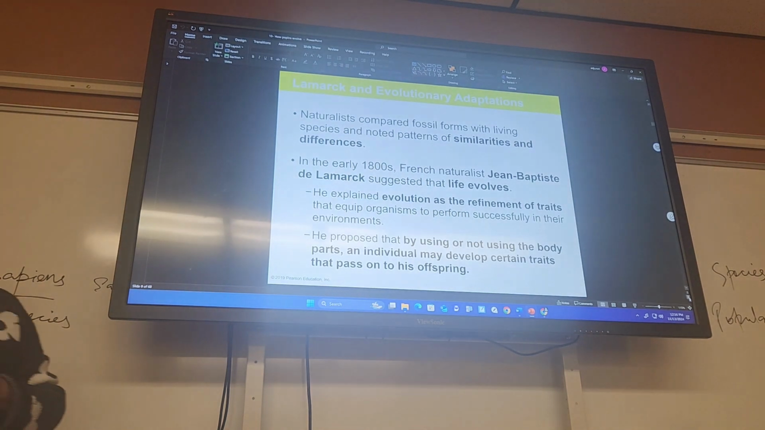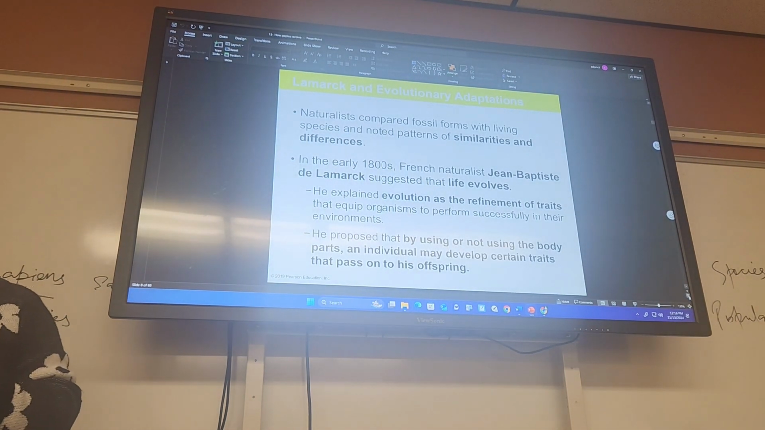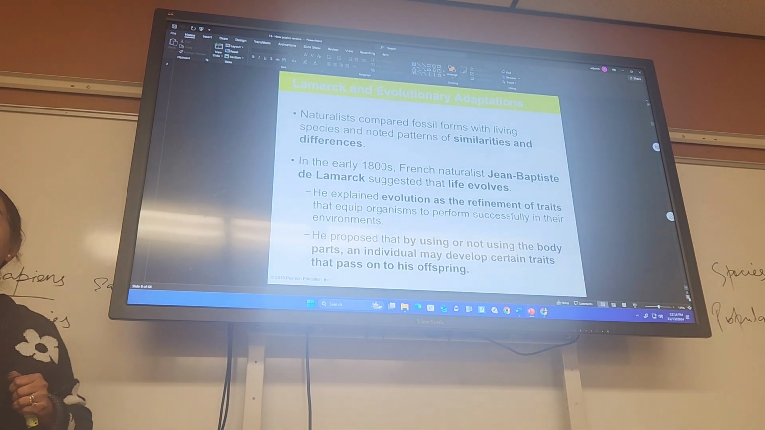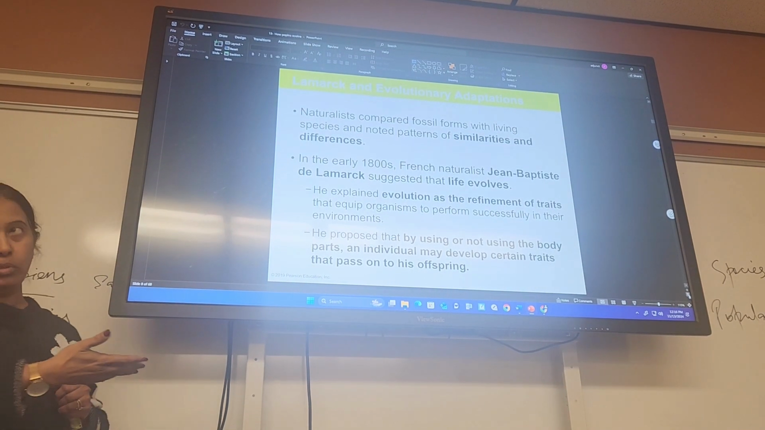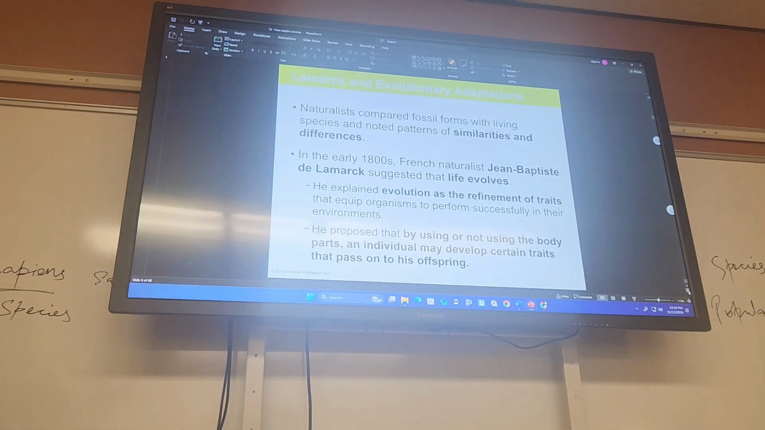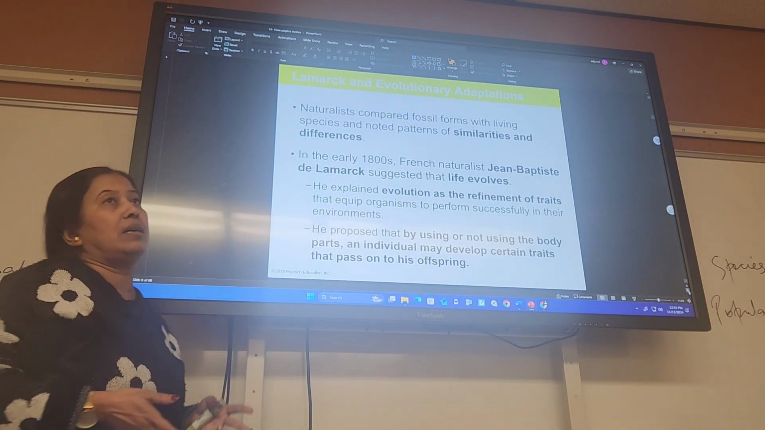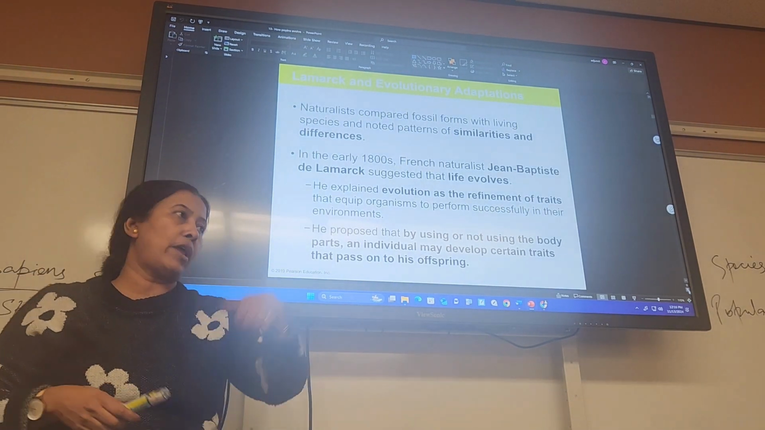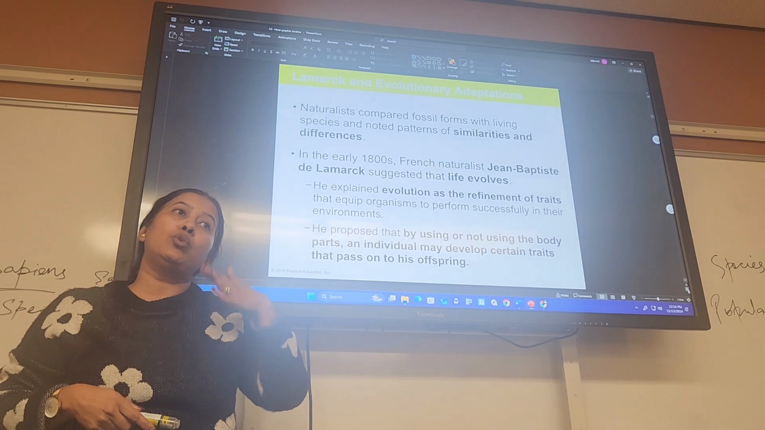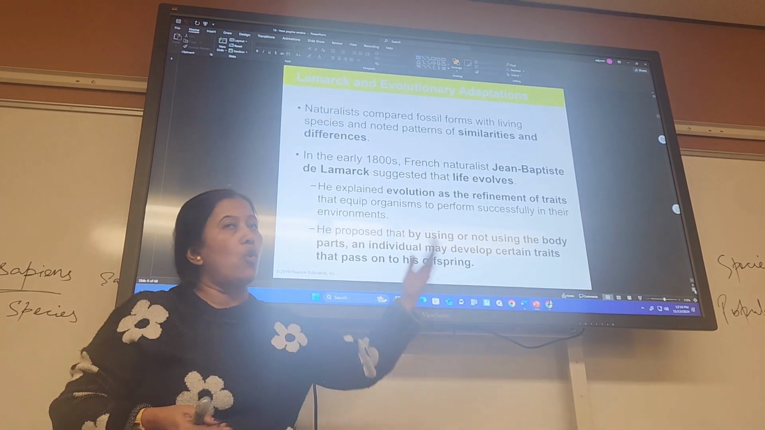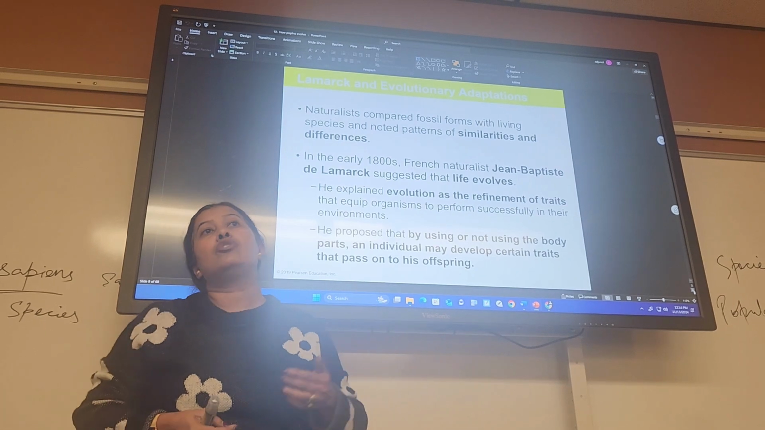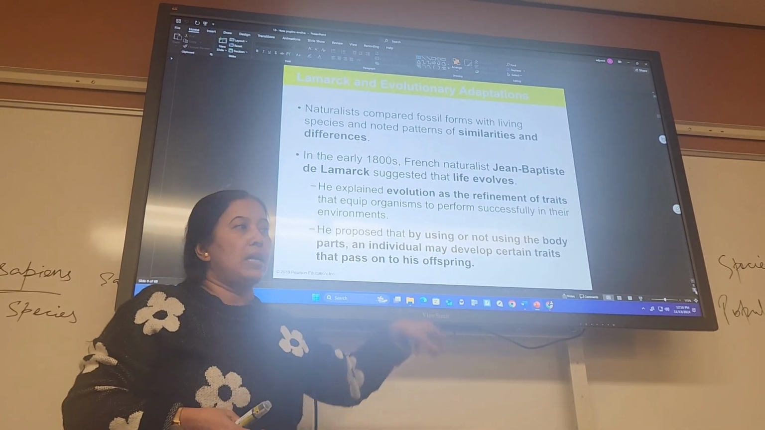What does that mean? He gave the classic example of the giraffe's neck. You've seen giraffes, the long necks that they have. So he proposed the hypothesis that giraffes have these long necks because they used it more and more and more. As they used it more, the neck got longer and longer, and that's why over generations the neck has become so long. So that was his hypothesis.